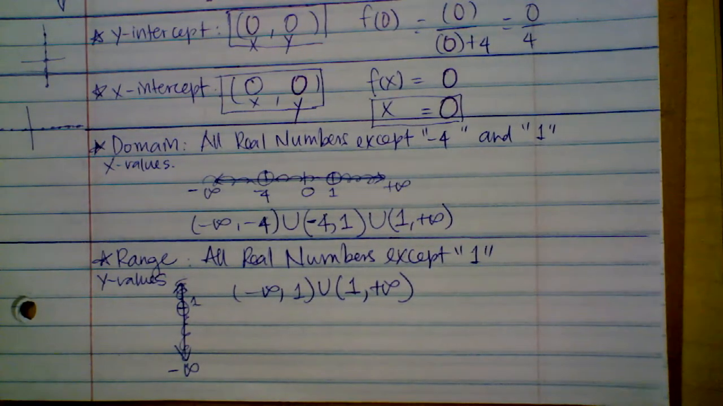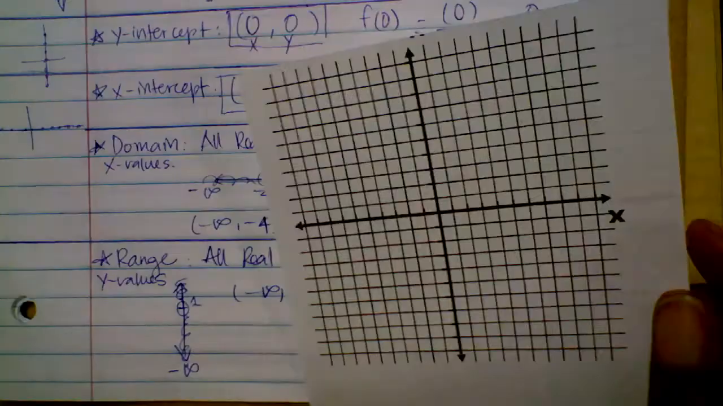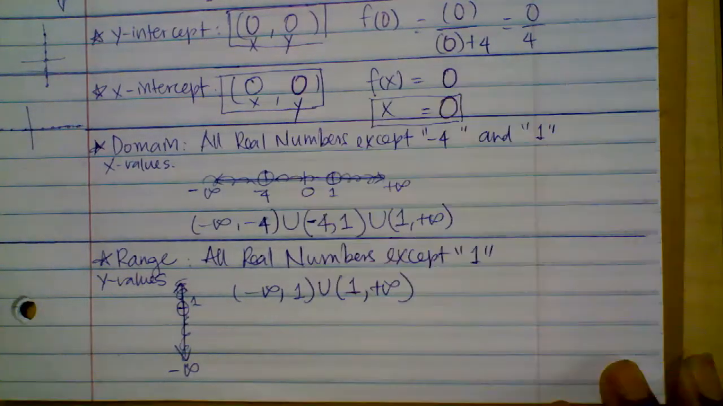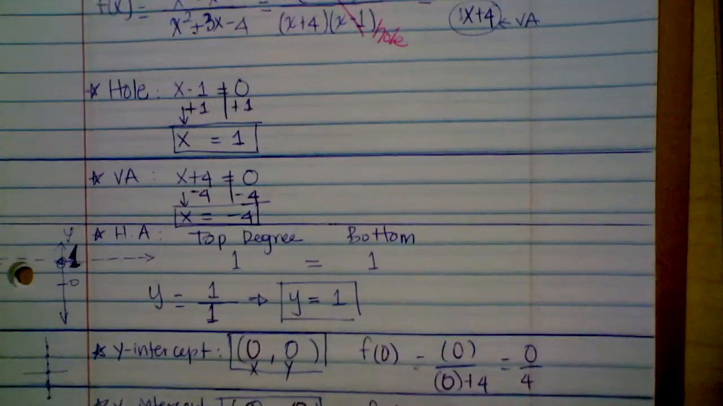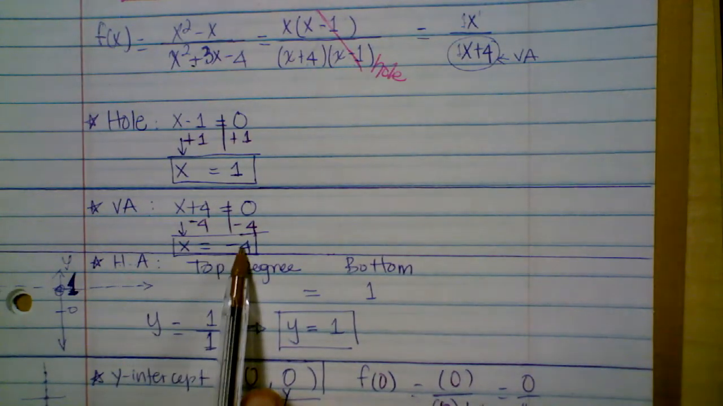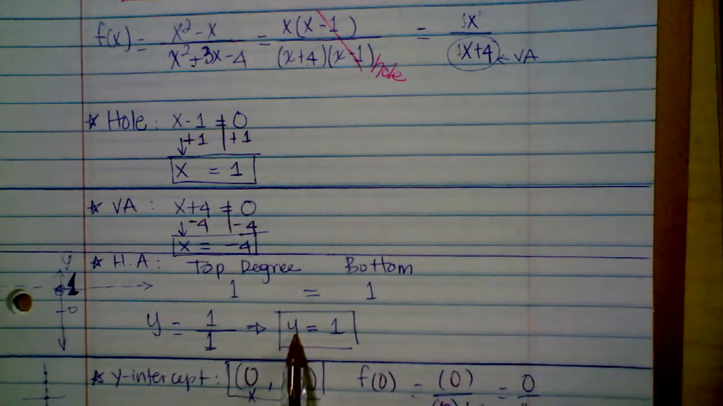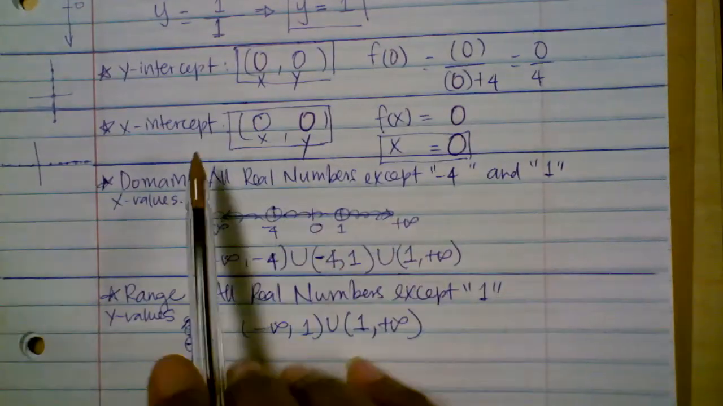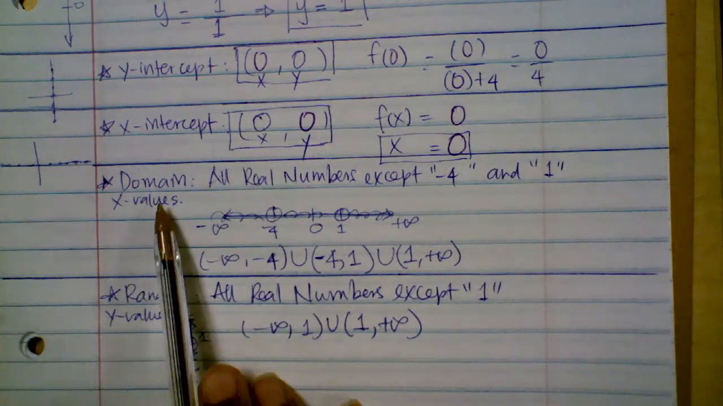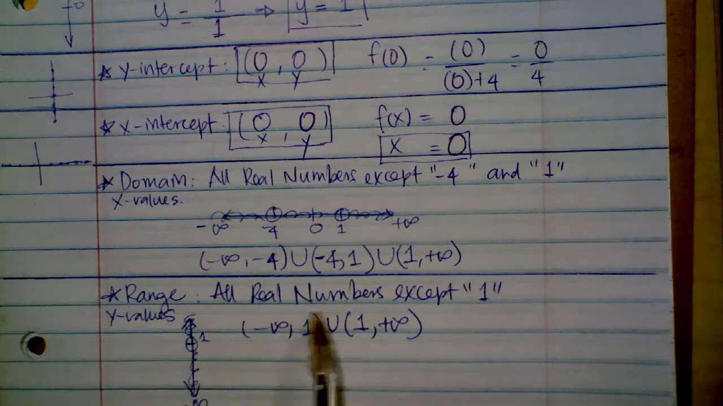Now we have all the key features to help us graph the rational function. So now let's do the graphing. Please get graph paper; I have this piece of graph paper, so I'm going to use it. Before I graph, let's summarize what we've done so far. There is a hole at x equal 1, a vertical asymptote at x equal negative 4, and a horizontal asymptote at y equal 1. The x and y intercepts are located at the origin, and the domain and range are listed here.